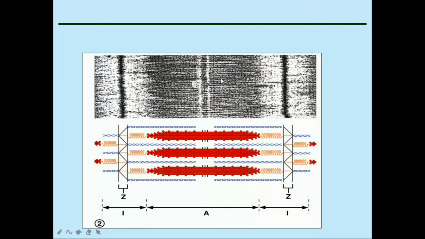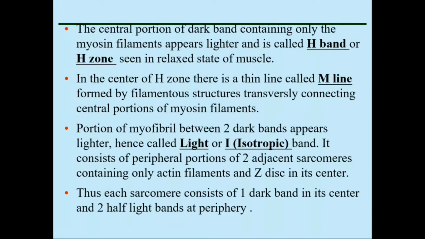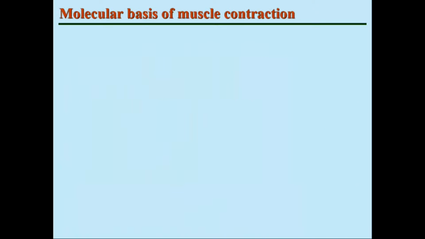So the alignment of adjacent myofibrils is such that the Z discs of the next adjacent is in the same plane as the Z disc of the next, and thus all these Z discs are in one line, and therefore all the dark bands are in one transverse line, all the light bands are in one transverse line, and therefore you see the cross striations in the skeletal muscle. Thus each sarcomere consists of one dark band in its center and two half light bands at periphery. You can imagine this.